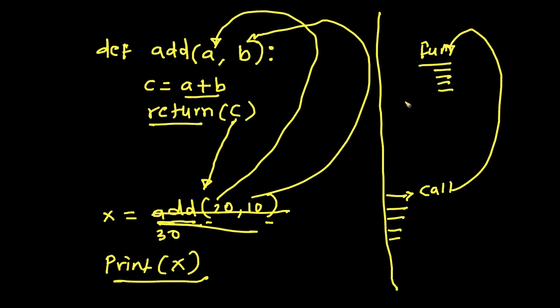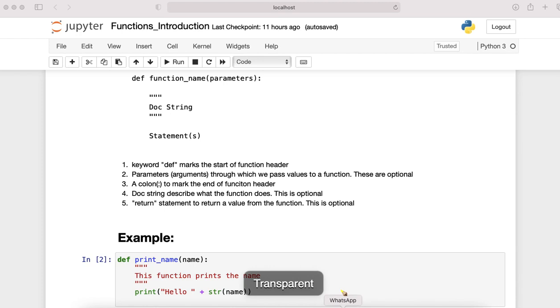And after finishing that function, the compiler goes back to the statement next to this call, right? So that is how a function executes in Python. Okay, so now let's try to understand this with examples, right?